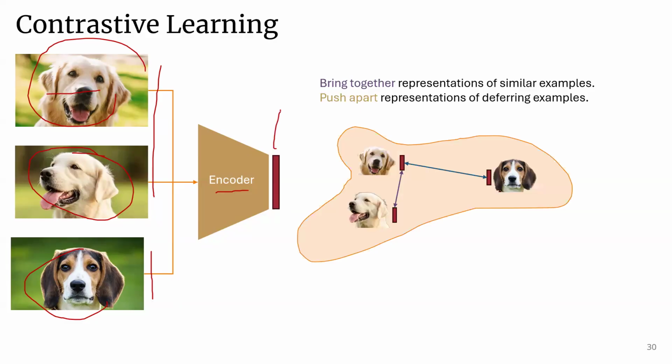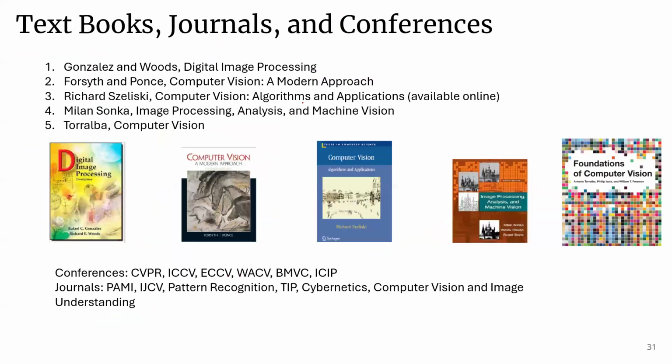When I represent that, I want the two images of the golden retriever to be closer to each other, but the image of the beagle to be far away from those. Bring together representations of similar examples and push apart representations of differing examples. That's the thing about contrastive learning. You learn to contrast. So this encoder learns how to represent dogs. That's representation learning. So contrastive learning and reconstruction, or masked image learning, are the two ways of doing self-supervised learning.